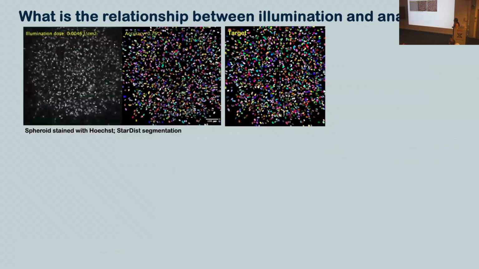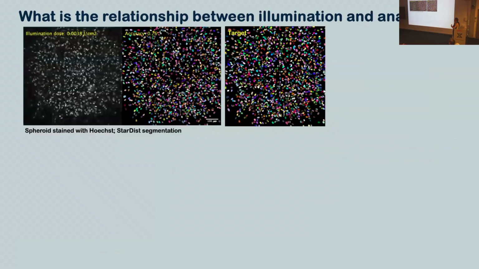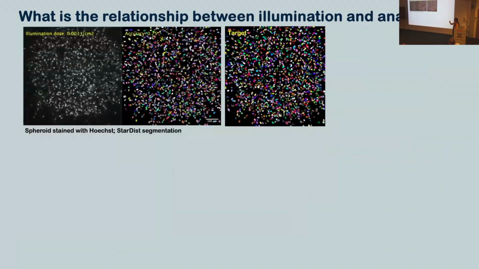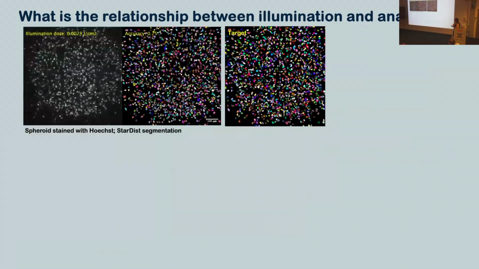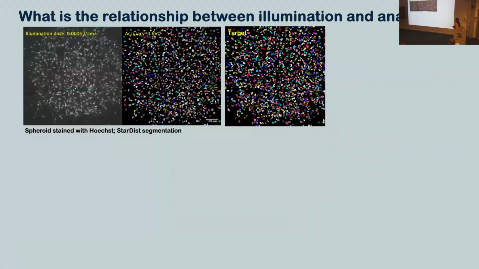So this data is just a 2D plane from a 3D spheroid where the nuclei are stained first. On the left-hand side, the raw data, just the same field of view where I'm turning up the laser power and acquiring. Next to it, you've got the result of a StarDist segmentation. So literally getting an algorithm to say, where are the nuclei? What do they look like? And as you can see, the segmentation kind of changes depending on our illumination conditions.